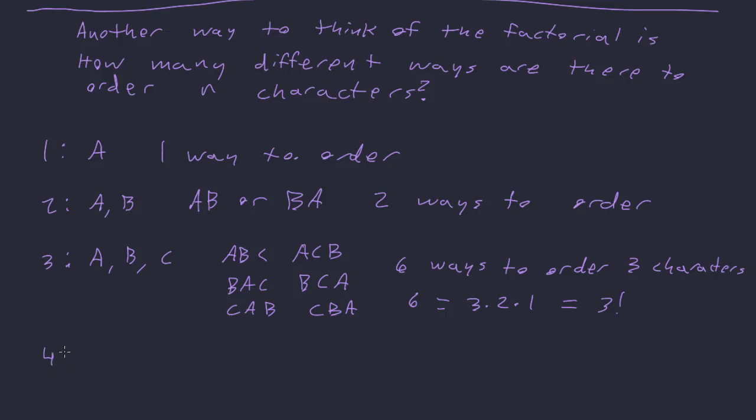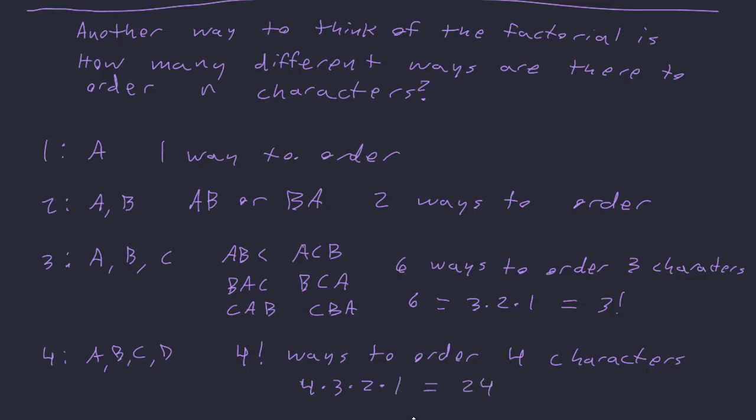Okay, then if we have 4, A, B, C, and D, well, guess what? I'm not going to go through every single possibility, but there will be 4 factorial ways to order four characters. Well, that's 4 times 3 times 2 times 1, so that's going to end up being 24. Okay, so there are 24 different ways to order 4 characters.